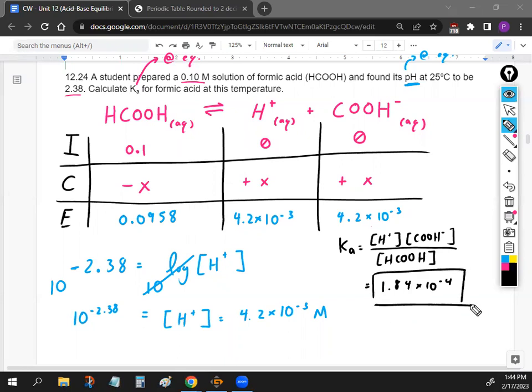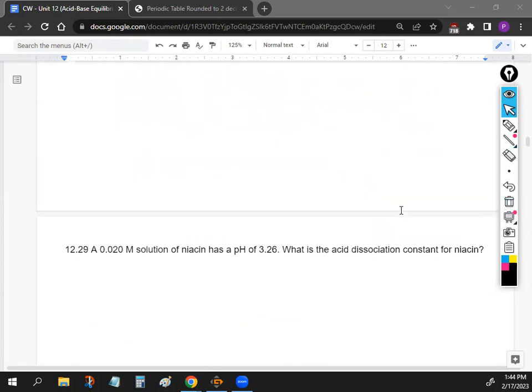Anything around there. Okay. So that's basically how we can use the nice table equilibrium to figure out the concentrations of weak acids. Okay, just with the pH. Okay. Make sense? You guys think you could try one on your own? Okay. All right. Let's go to 12.25.